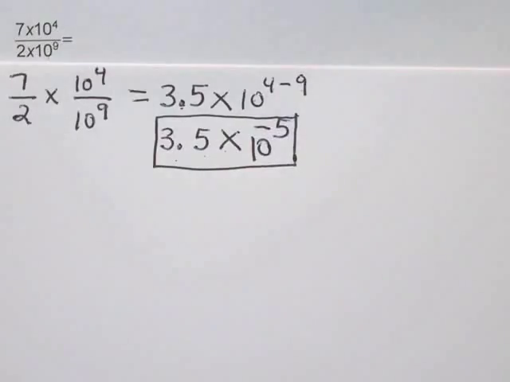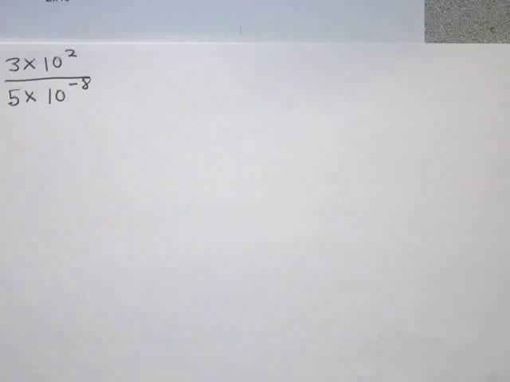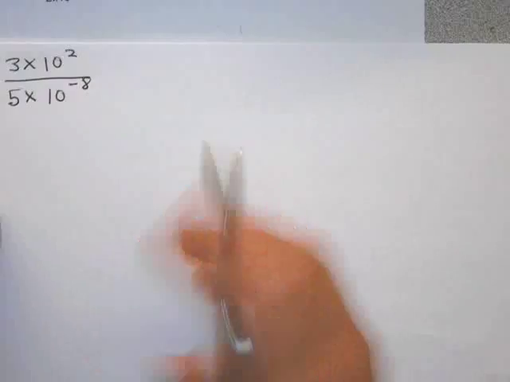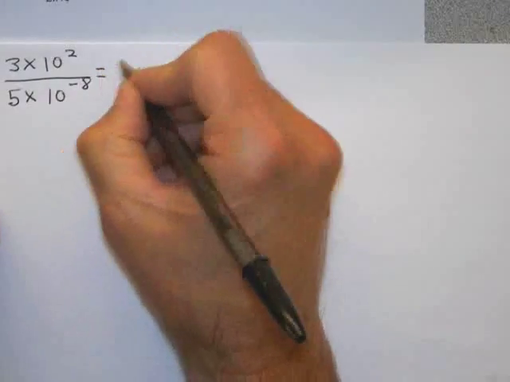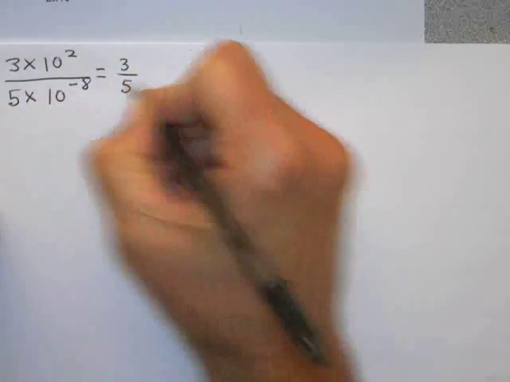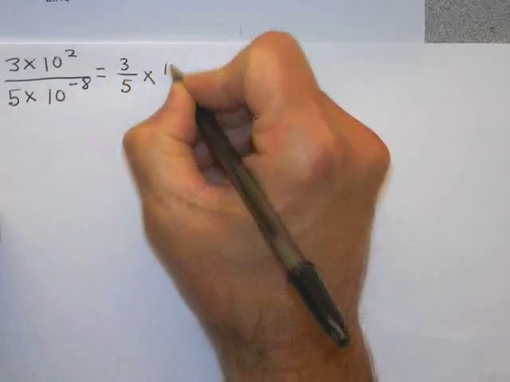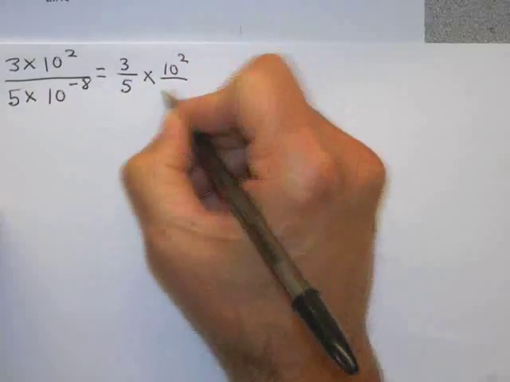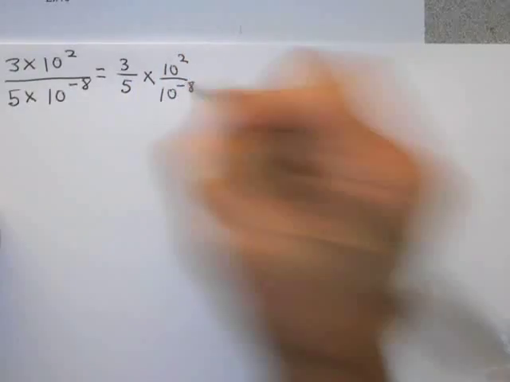All right, let's get another example. For my second example, I have 3 multiplied by 10 to the 2nd power divided by 5 multiplied by 10 to the negative 8th power. So once again, let's start off by rewriting this as 3 over 5 multiplied by 10 to the 2nd power over 10 to the negative 8th power.